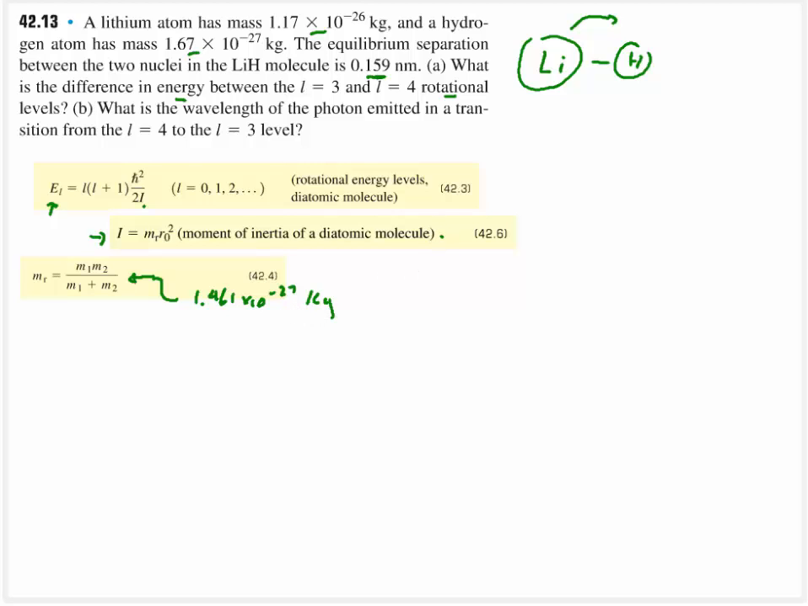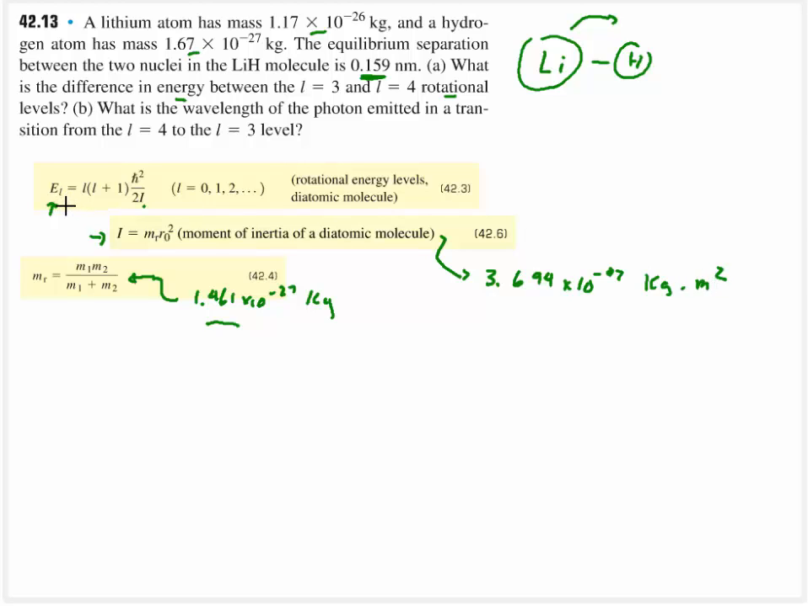And that's going to let us calculate the moment of inertia. It's going to be equal to this multiplied by this squared. Make sure you convert nanometers to meters, and we're going to work out to be 3.694 times 10 to the negative 47th, with a unit of kilogram meter squared.